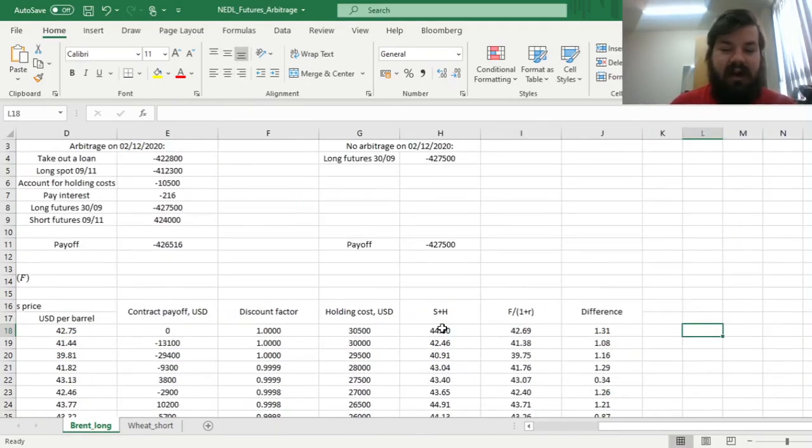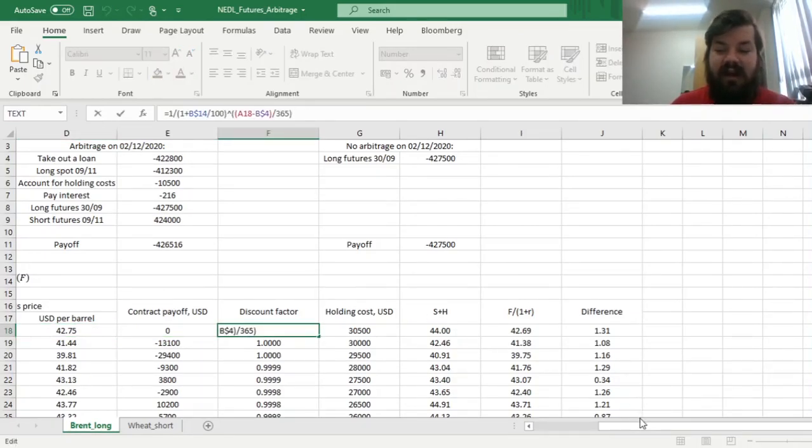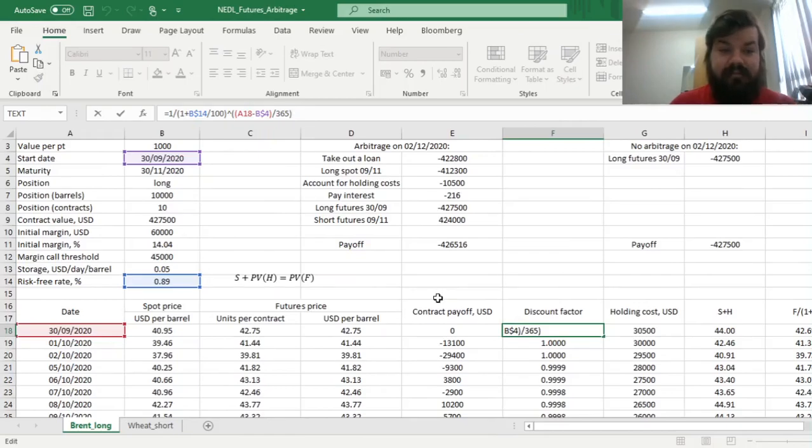First of all, we have to account for time value of money considerations. And here we can calculate the discount factor by using the simple logic of continuous compound interest rates. We, first of all, check how much time would have passed from the start date until the date we're interested in.